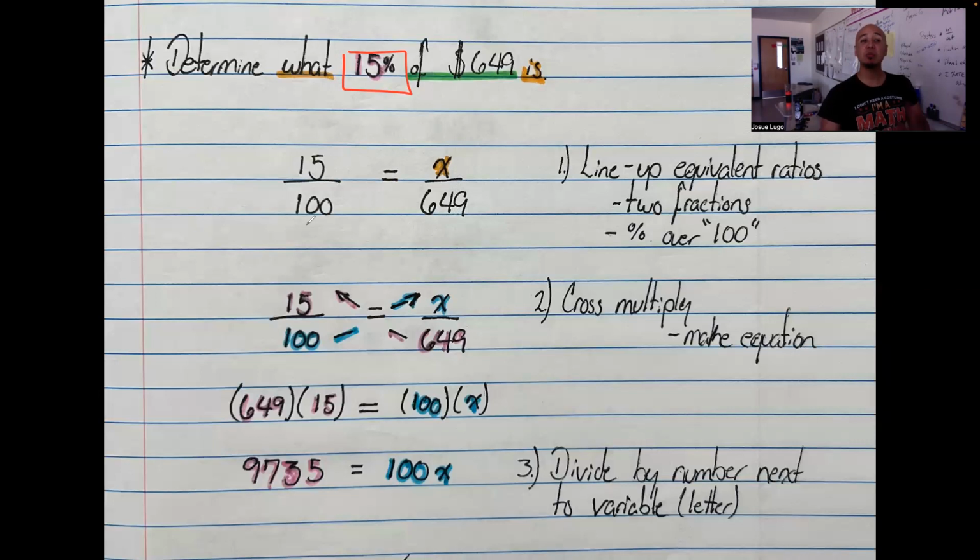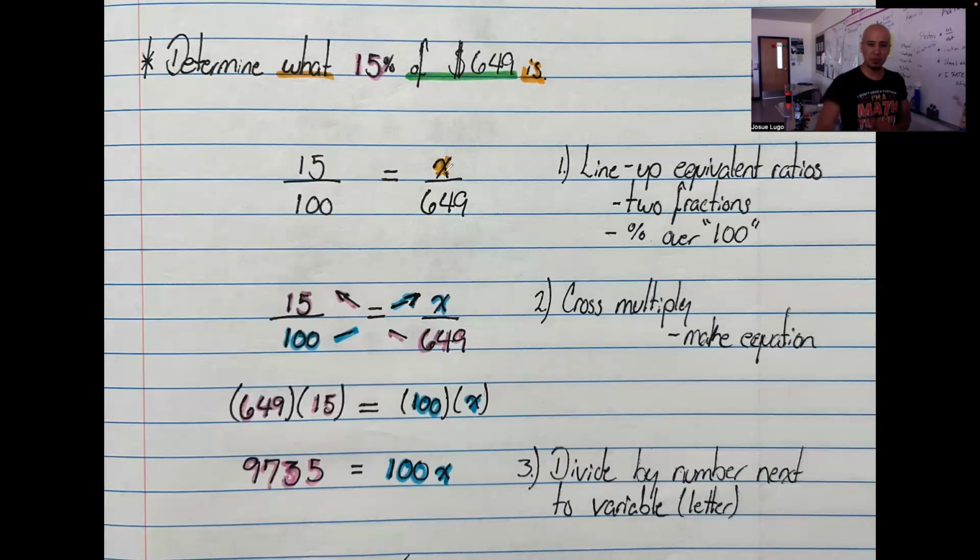And that is precisely what we're trying to figure out here. We know that 100% of the price, the original price, is $649. 15% is something. We do not know what that something is, which is why I'm using an X. The X means I don't know what that number is. We're trying to figure it out. All right, now that we lined it up, we can follow the process that we've done in the past, the next two steps.